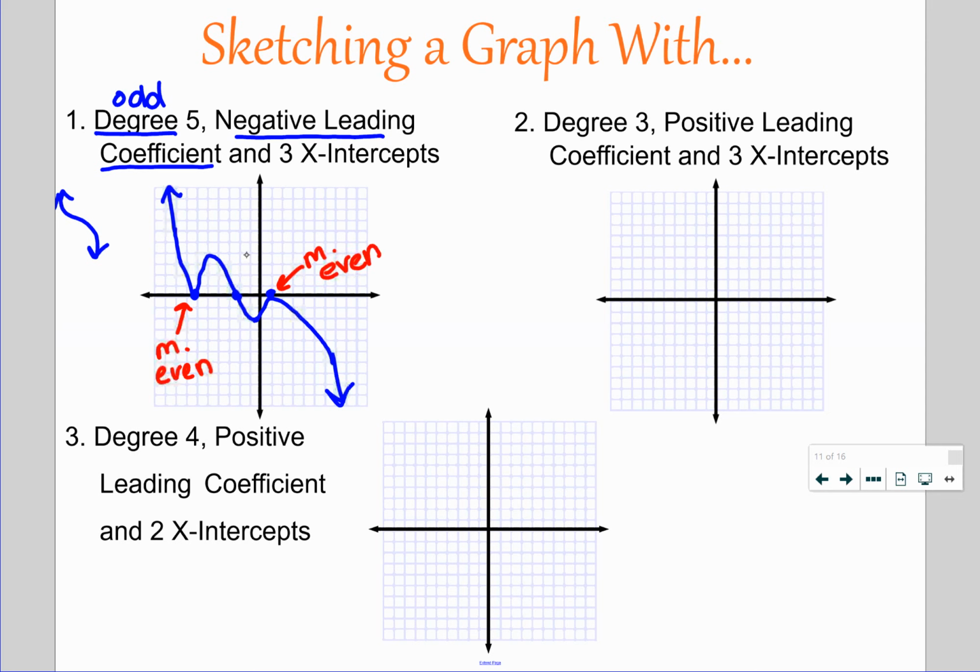And anywhere where it crosses through is a multiplicity that is odd. Okay, now this is absolutely not the only way to graph this. This is just a rough sketch that has these properties. So let's look at another one.